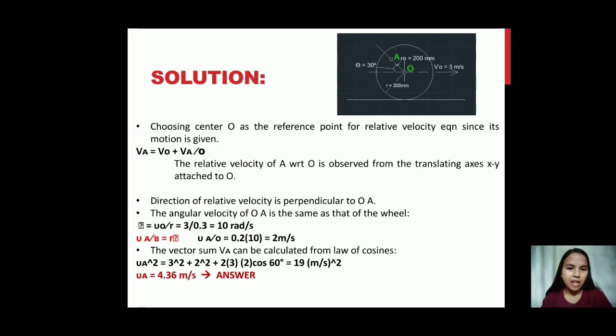So velocity of A squared is equal to 3 squared plus 2 squared plus 2 times 3 times 2 cosine 60 degrees. That would be equal to 19 meters per second squared. And to eradicate the square, take the square root. So velocity of A is equal to 4.36 meters per second.